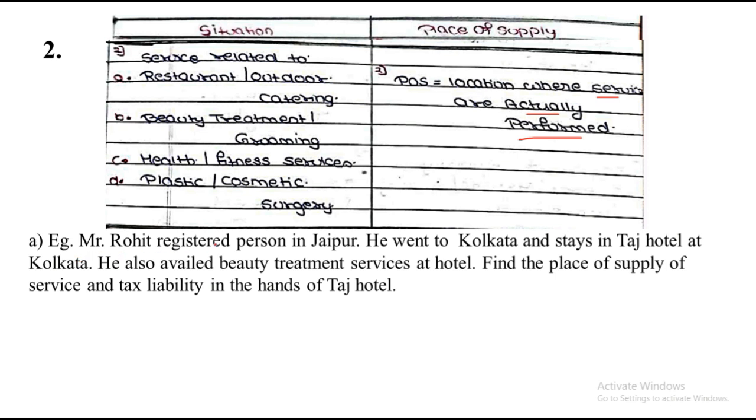To understand that, we take up an example. Mr. Rohit, a registered person in Jaipur, went to Kolkata and stayed in Taj Hotel at Kolkata. He availed beauty treatment service at that hotel. Find the place of supply and service tax liability in the hands of Taj Hotels.